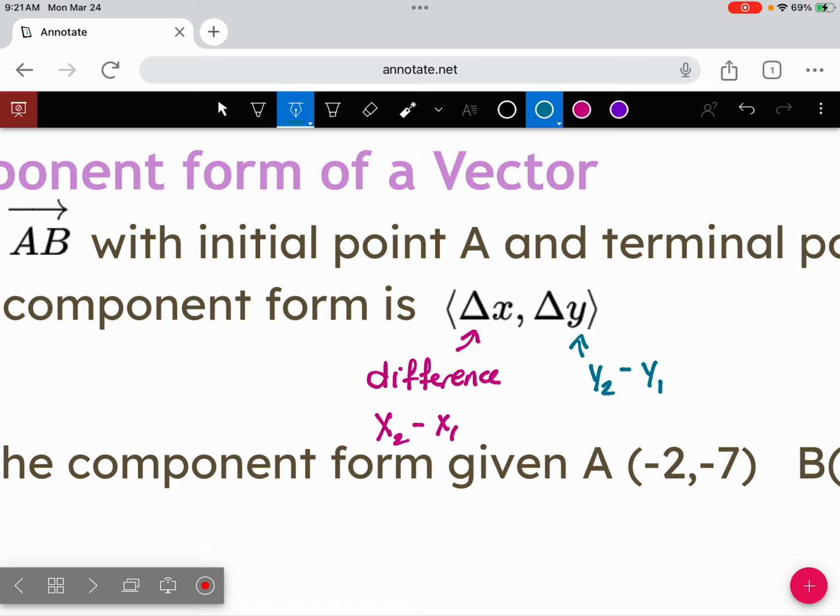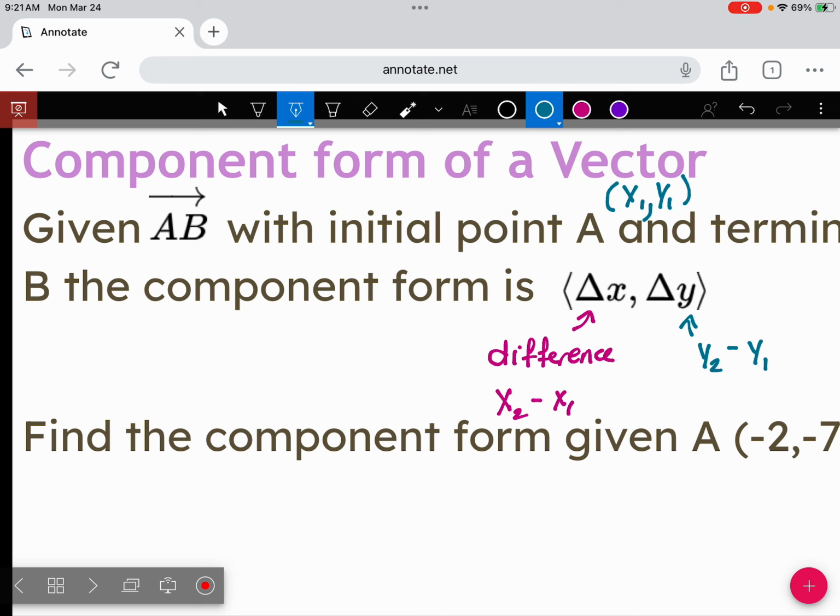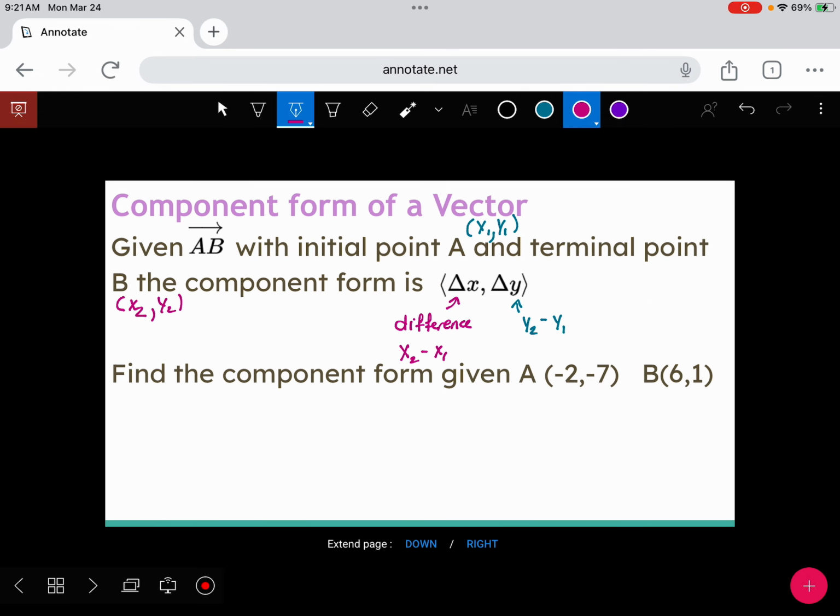And that means our initial point is the 1, and our terminal point is the 2. So point A is going to be our x1, y1, and our terminal is our x2, y2. And they will often be given to us in the form of ordered pairs. So we're going to find the component form from A of negative 2, 7 to B of 6, 1.